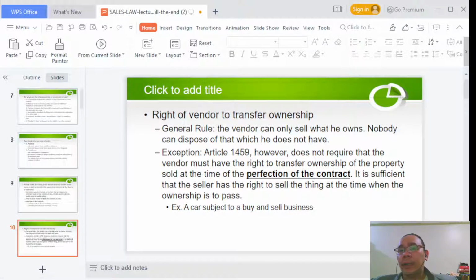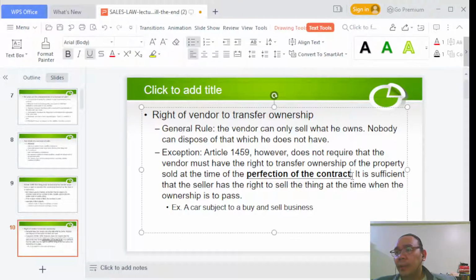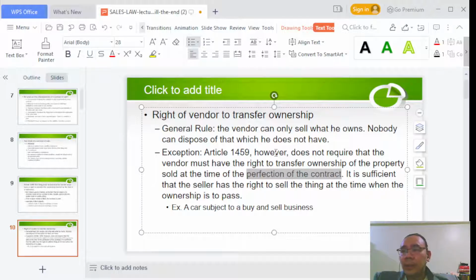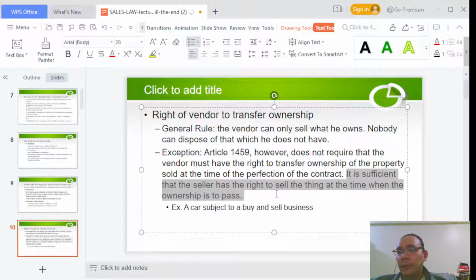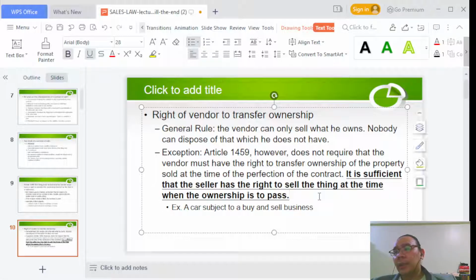Okay, i-correct natin ito ha. Article 1459 does not require that the vendor must have the right to transfer ownership of the property sold at the time of the perfection. Tatanggalin ko yung highlight natin dito kasi hindi yun yung importante. Ang importante is ito. It is sufficient that the seller has the right to sell the thing when the ownership is to pass. So, ang ibig sabihin niyan, hindi importante na doon sa perfection, siya yung may-ari. Basta doon sa consummation or sa delivery date, doon siya kailangan maging may-ari. Okay?